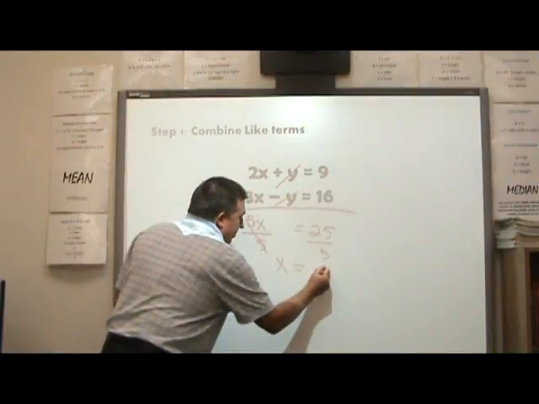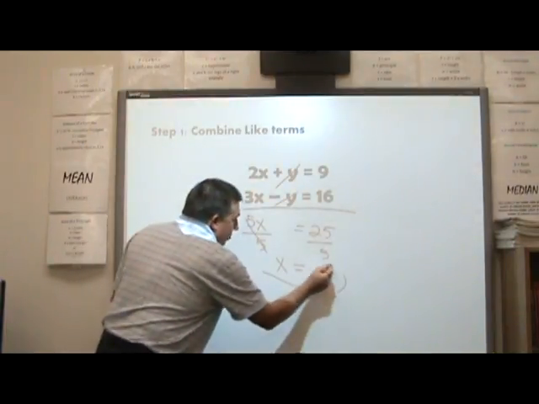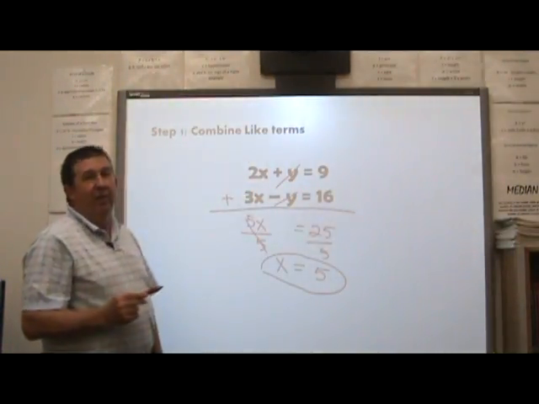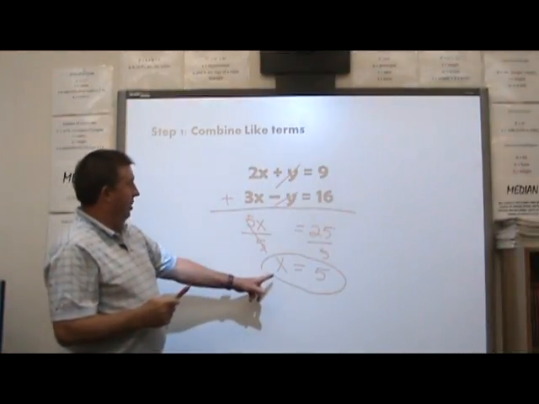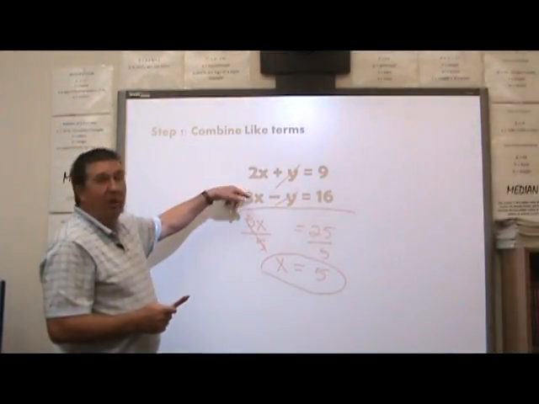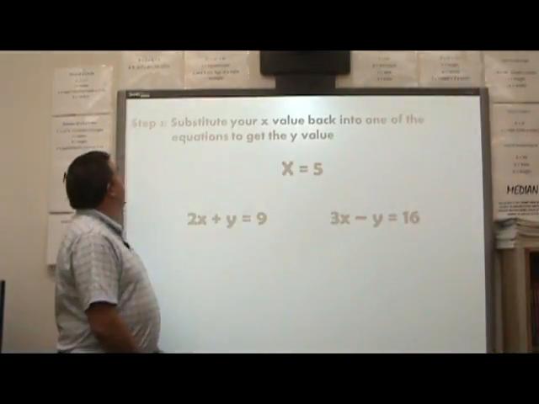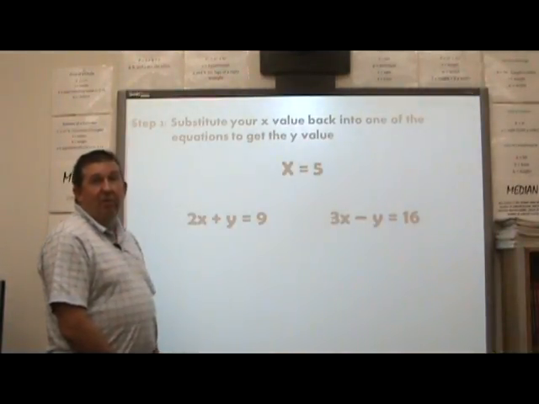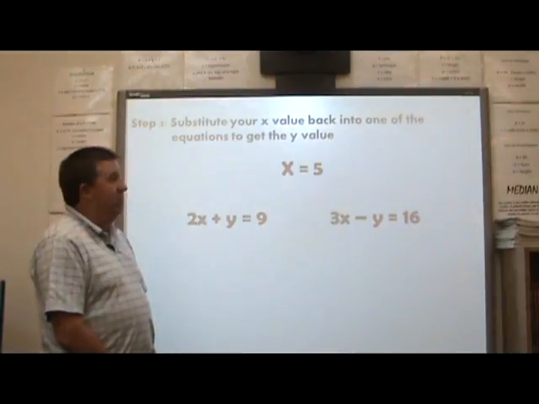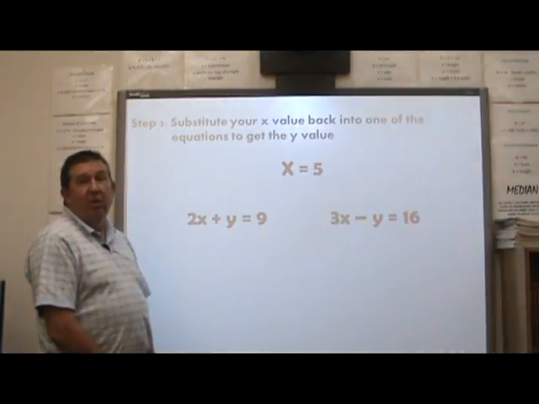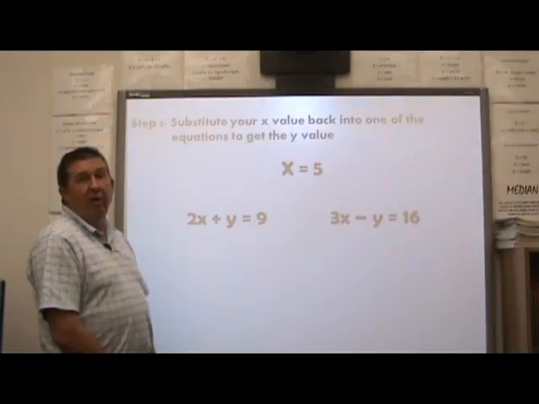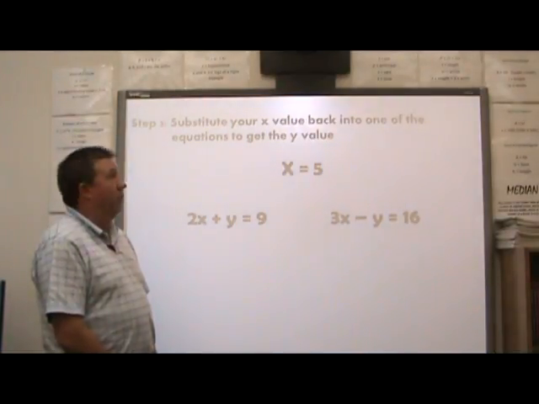25 divided by 5 is 5. You have x equals 5. Congratulations, you have half the answer. Now you have to take the x equals 5, plug it into either one of these equations to find out what the y is. Okay, step 3, we're going to substitute our x value in for one of the other equations. Either one will work. Substitute x equals 5 into one equation or the other, doesn't matter, and then you can solve for y.